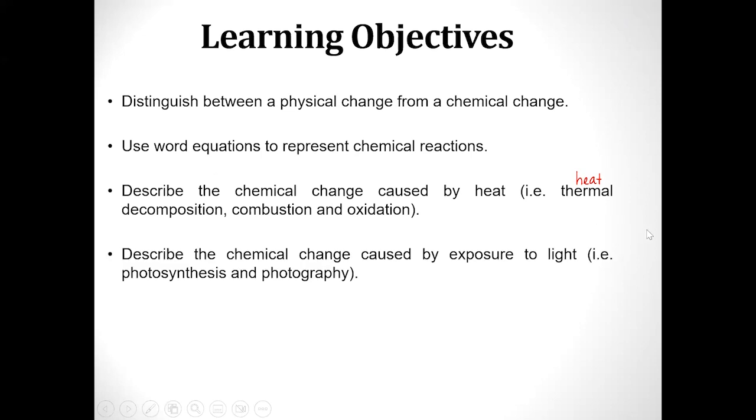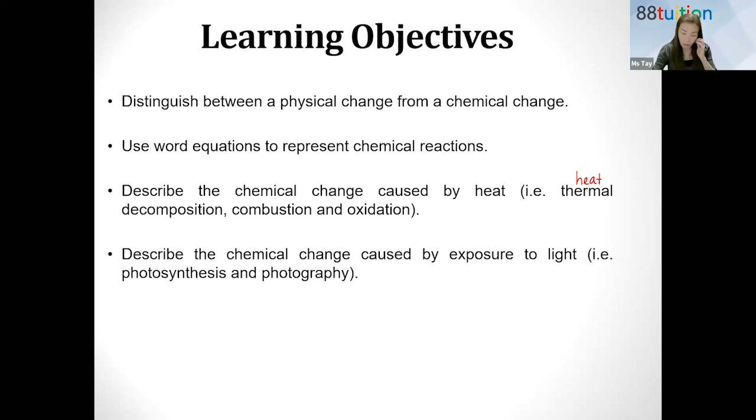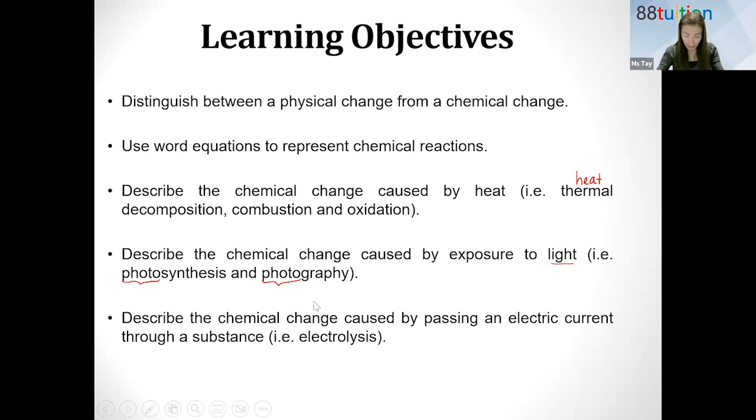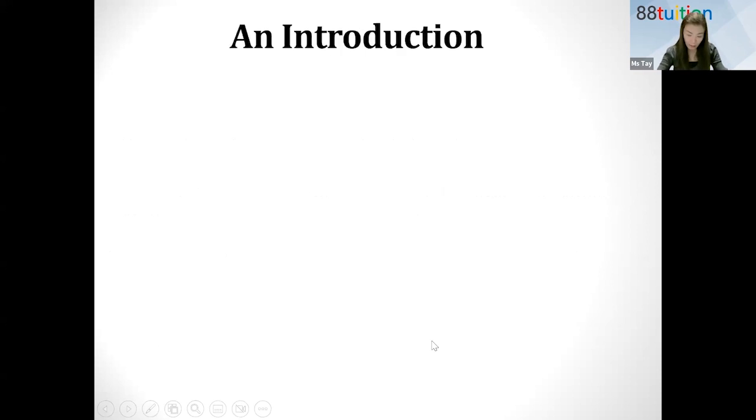Yes. Then also need to describe chemical change caused by exposure to light. Okay, now one thing you can take note, like photosynthesis and photography, right? These are changes caused by light. So it's quite easy to remember these two examples here, these two reactions here. Then describe chemical change caused by passing electric current through a substance. We are talking about electrolysis.